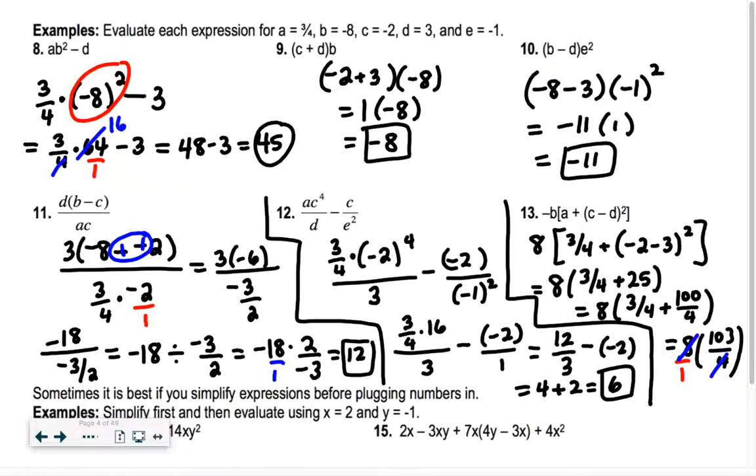The 8 and the 4 becomes a 2, right? So then we have 2 times 103. Can you do it in your head? 206. Perfect. Yep, good. So our answer is 206.